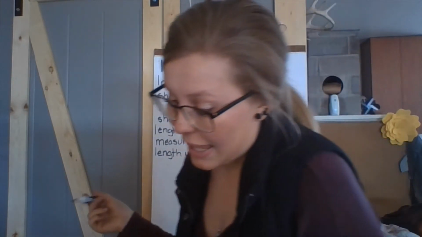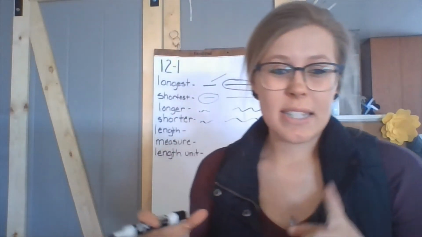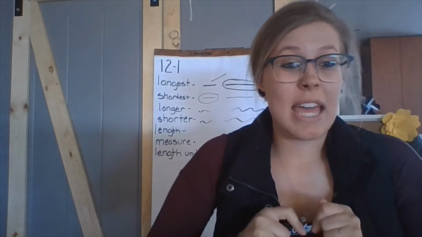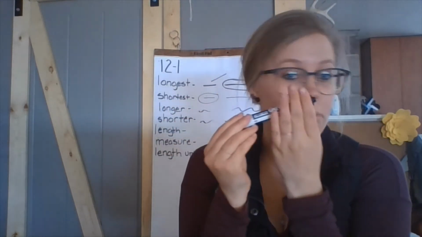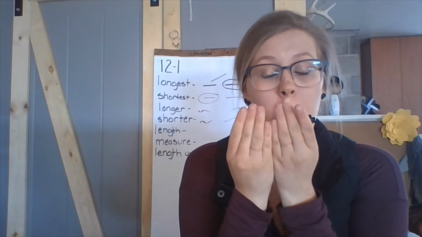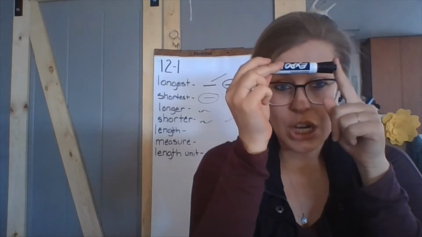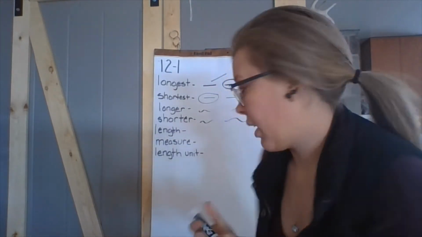So if you look at length, length is the distance from the beginning to the end of something. So if I'm talking about length, I'll say the length of this marker is about 8 fingers. Okay? So the length would be starting from here and ending here. So how long it is. Okay?